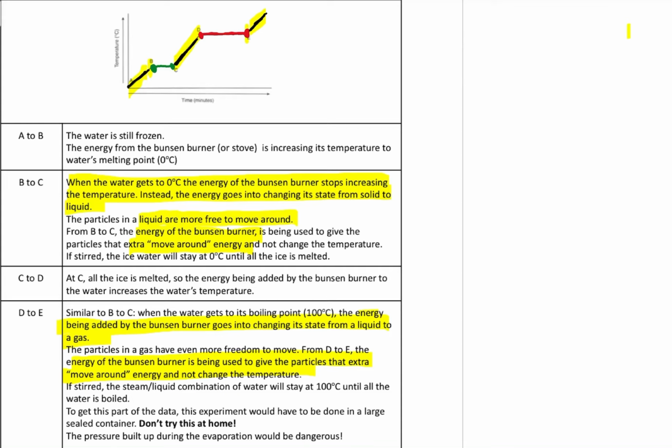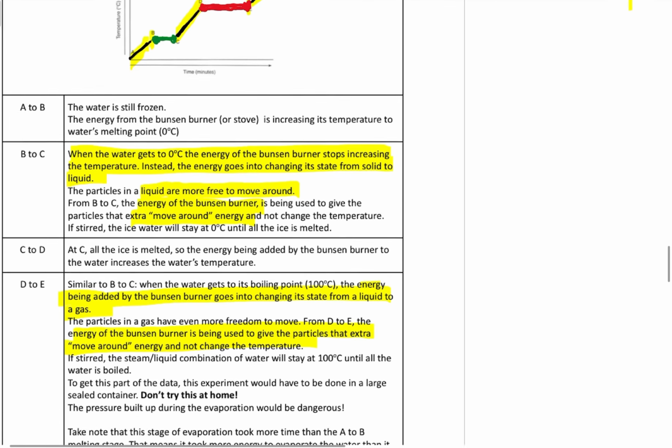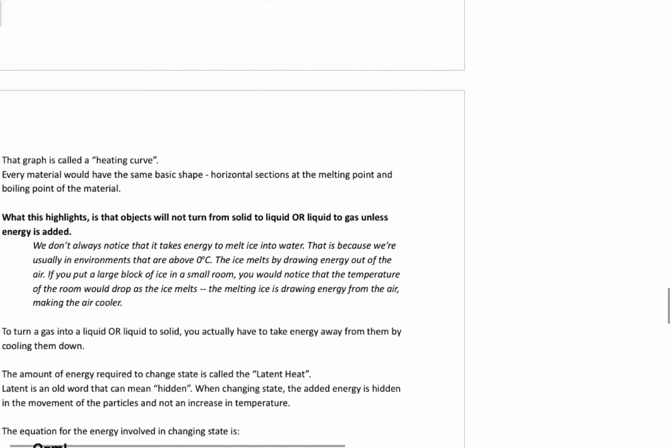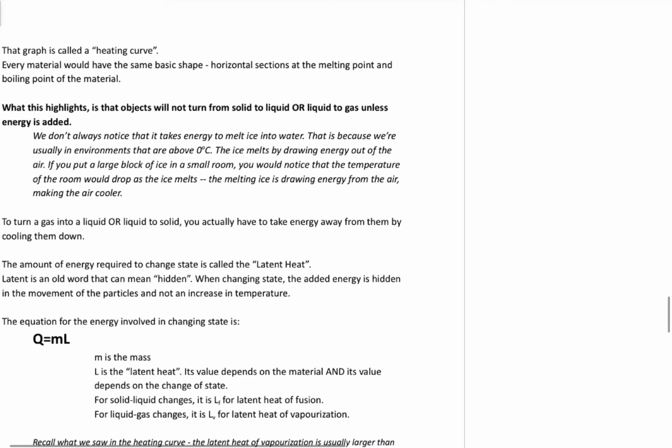The other cool part that we're going to pull out today is these two flat parts, the horizontal parts from B to C. That represents the energy it takes to change state from solid to liquid. And the energy from D to E represents the energy it takes to change state from liquid to gas. Because we kept adding energy to the system, to the water, let's say, but the water wasn't changing temperature, they gave this a funny name. They called this the latent heat.